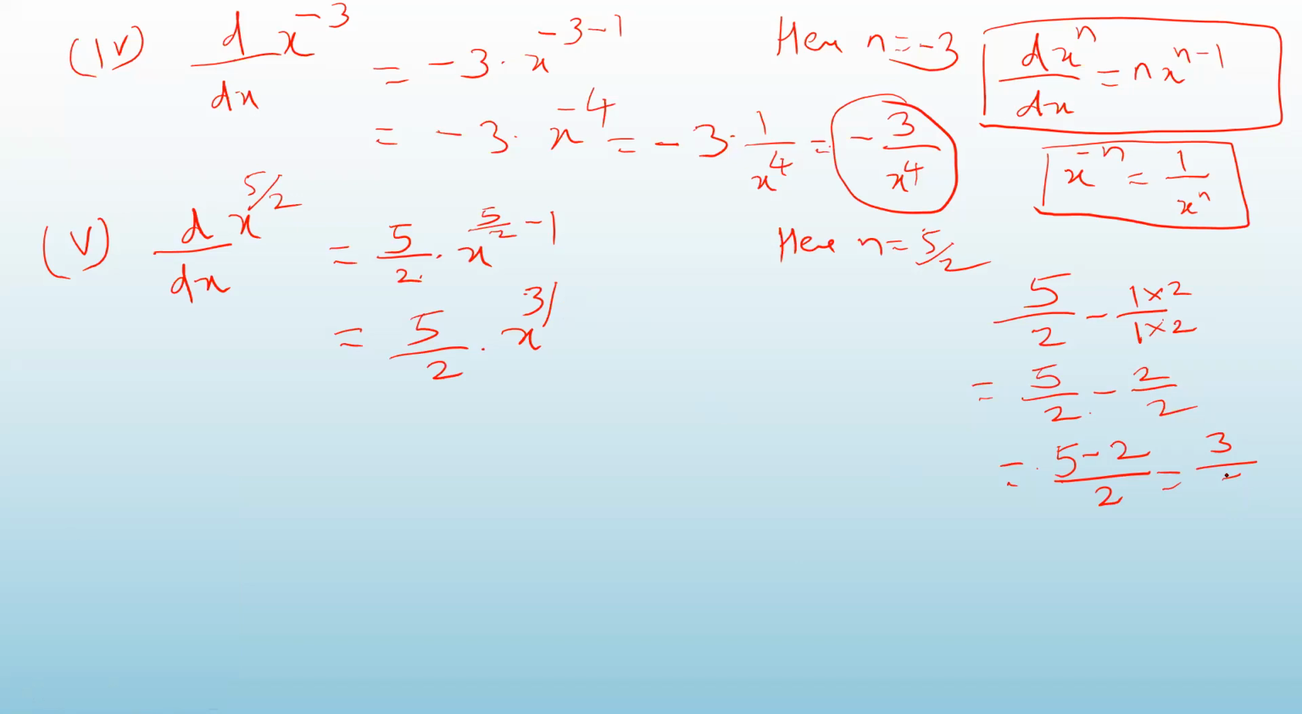So 5 minus 2 is 3. 3 by 2, correct. So it is 3 by 2. So this is the answer. Okay.